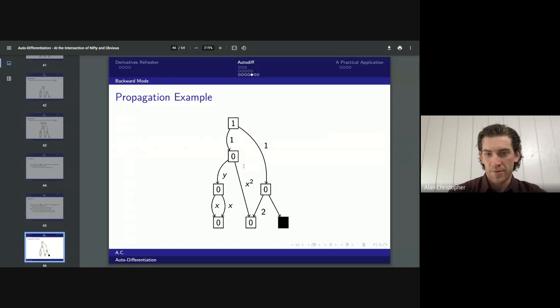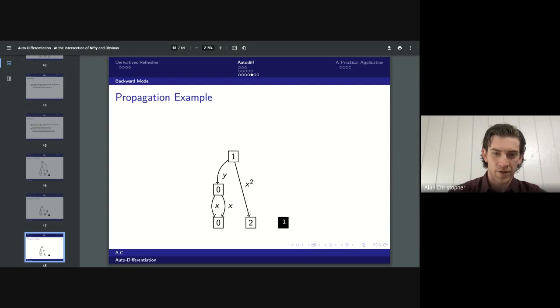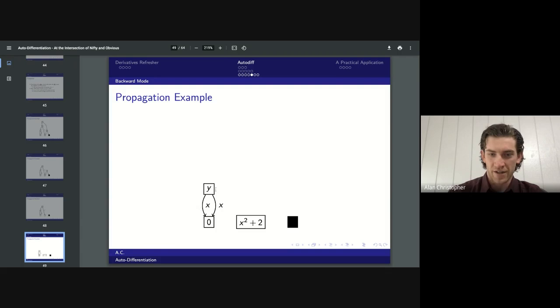So 1 times 1 is 1, 1 times 1 is 1, add those into 0, you get 1s. Great. Next up, 1 times 2 is 2, add that into 0, you still get 2. This was a constant here, so I don't really care what's going on with its derivative. We're never going to look at it. 1 times x squared, that's going to give me x squared times 2. 1 times y, that's going to give me y. And then y times x, 2xy, ta-da. We have completed a backward mode traversal of the graph.